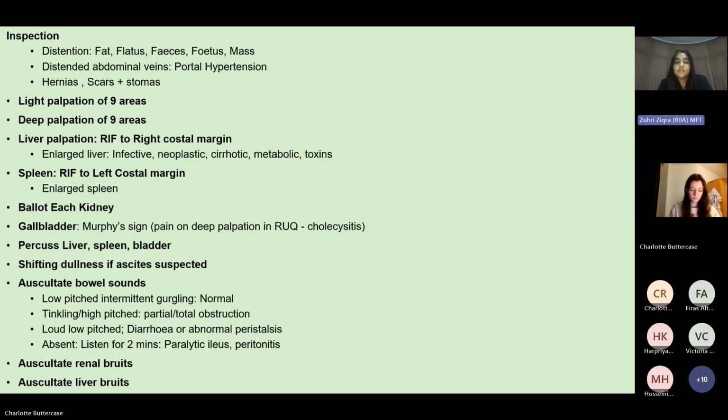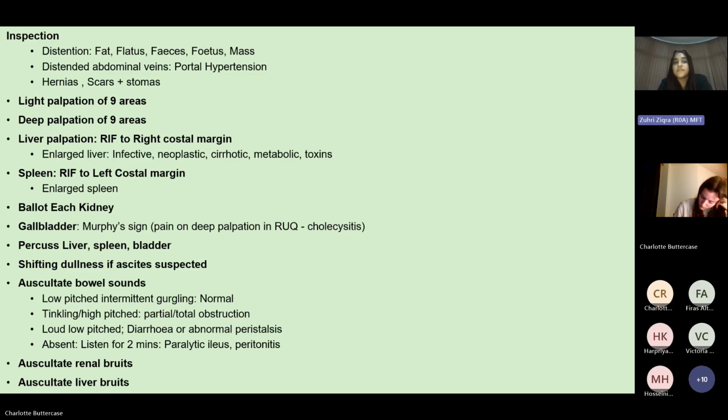Do the same thing, liver, spleen, just include the bladder this time. Shifting dullness doesn't tend to be relevant because most of the patients that you have won't have ascites suspected, but it is there. Offer it, didn't you say? If you suspected ascites, I would do a shifting dullness test.